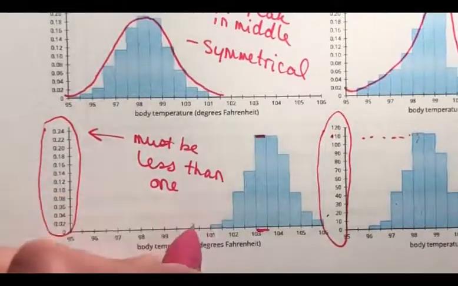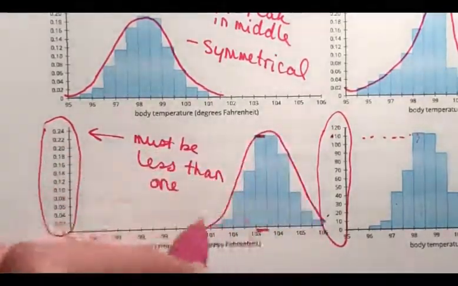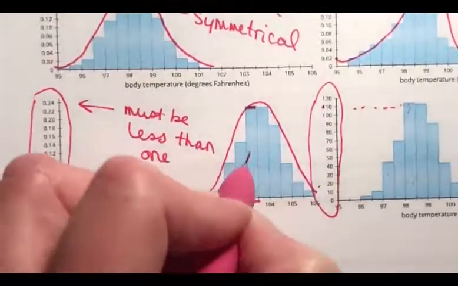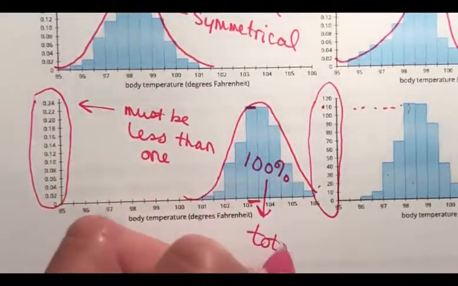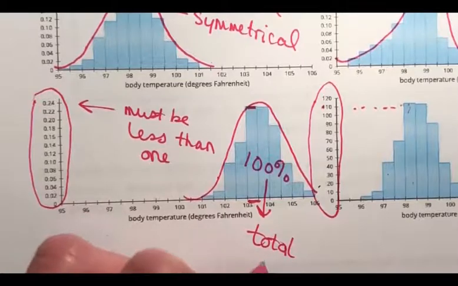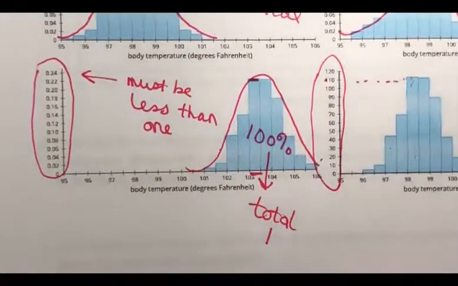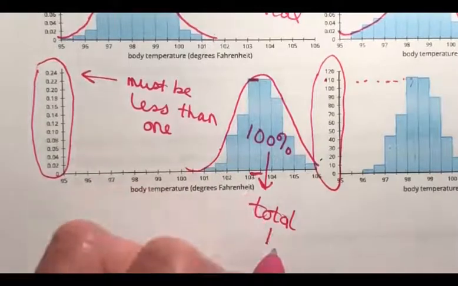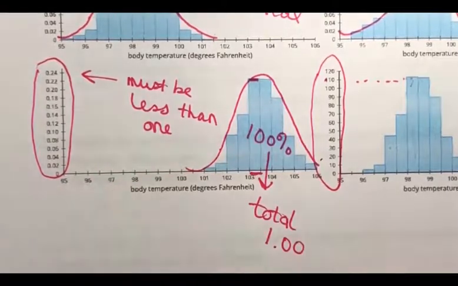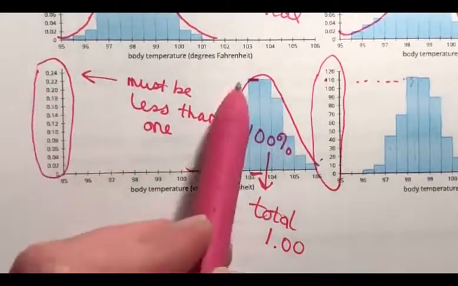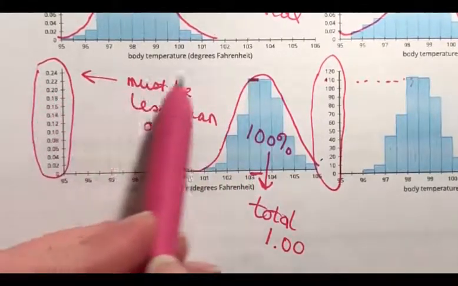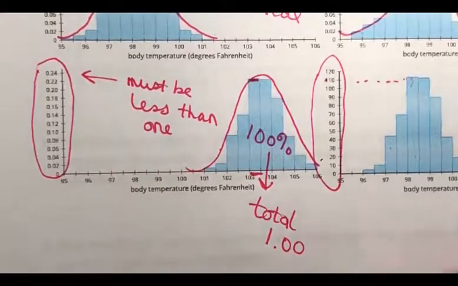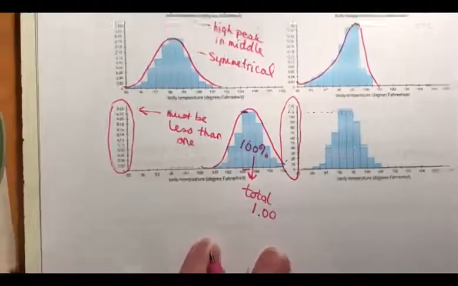Mathematically, all of the area underneath the curve, all of this data, is going to total 100%. Right? So it's going to total 1, because 1.00 is the same as 100%, right? So we can now see that each of these bars, these top ones, are about 22% of the data. So we're looking at something that must be less than 1 on our Y scale.